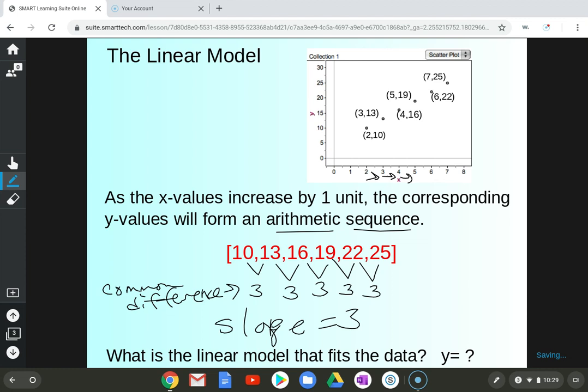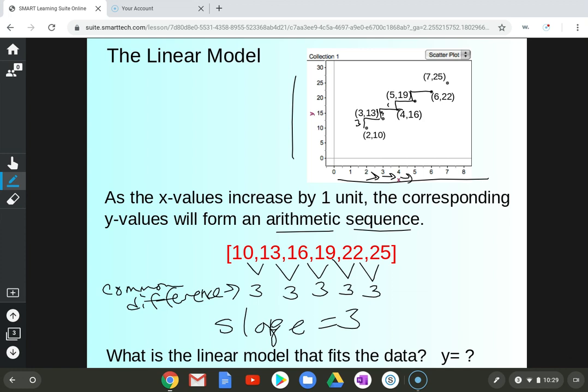And if you think about it, what are we doing to get from one point to the next? We are going up 3 over 1, up 3 over 1. The next point, up 3 over 1, up 3 over 1. And you continue the same pattern all the way through. Even though the scales are different, it looks like we're going up less than we're going over. But if you look at your scales, the x's are going by 1s and the y's are going by 5s, so it's a different scale. So anyway, we're going up 3 over 1.